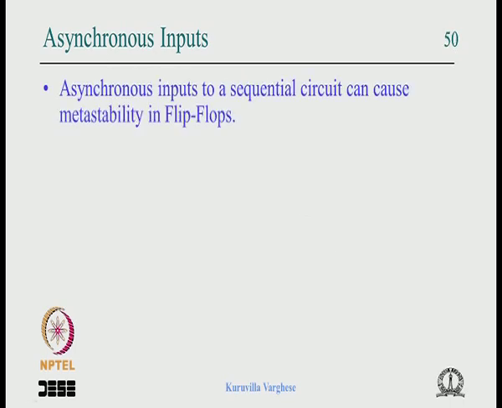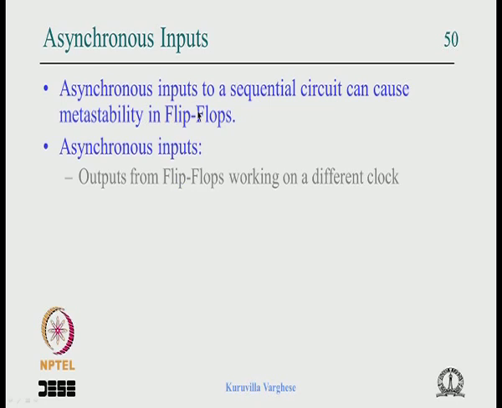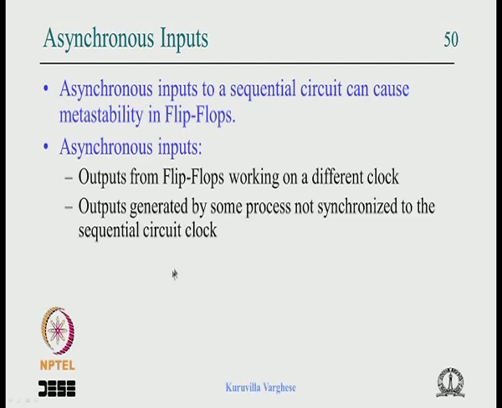To bring clarity to that: an asynchronous input to a sequential circuit can cause metastability in a flip flop. When we say asynchronous input, it is an output from flip flops working on a different clock reaching the destination. It is output generated by some process not synchronized to the sequential circuit clock.